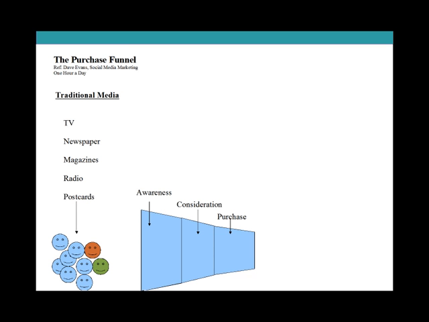Now Mr. Brown here, shown by number 1, becomes aware of a particular product through traditional media, and goes through the consideration phase. Traditional media will only carry him as far as awareness. It won't necessarily deal with his consideration of whether to buy or not. And he decides to buy or not, and he makes the purchase. But traditional media really only goes as far as awareness.